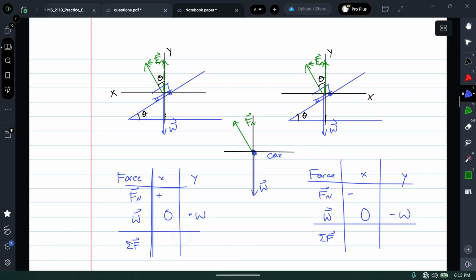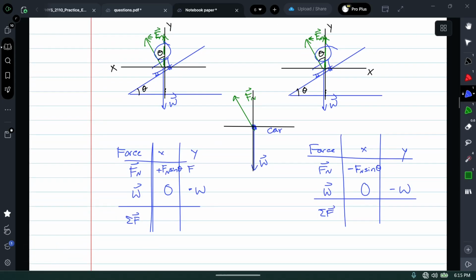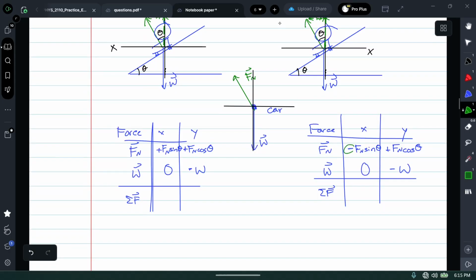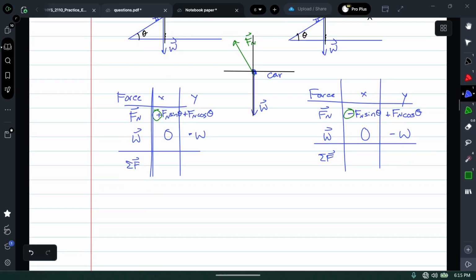And then for the components of the normal force, to decide which is sine and cosine, in either picture, the y component is adjacent to the angle, so I would use cosine for y. The x component is opposite, so I use sine. In either case, I did decide the positive y direction is upward, so I would call these positive. All right, so the only difference thus far is that sign right there. Let's keep going, see if that really causes any issues.